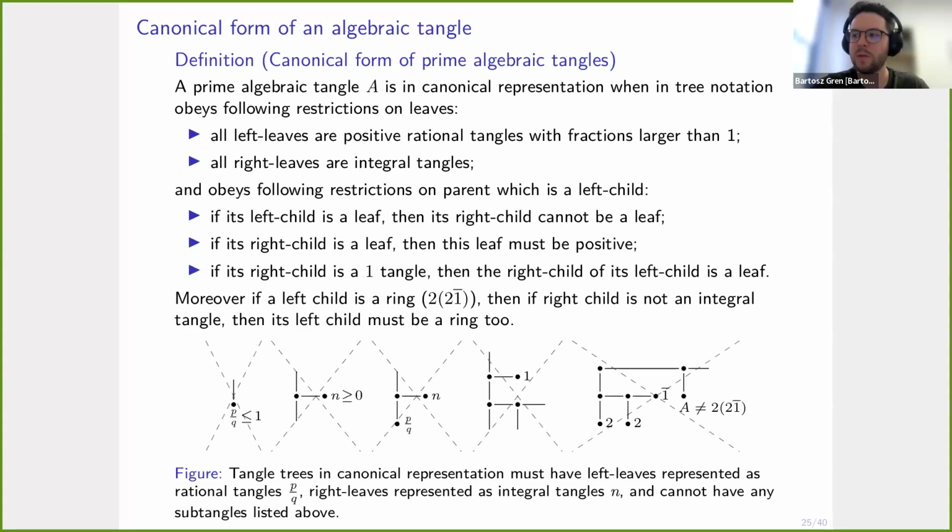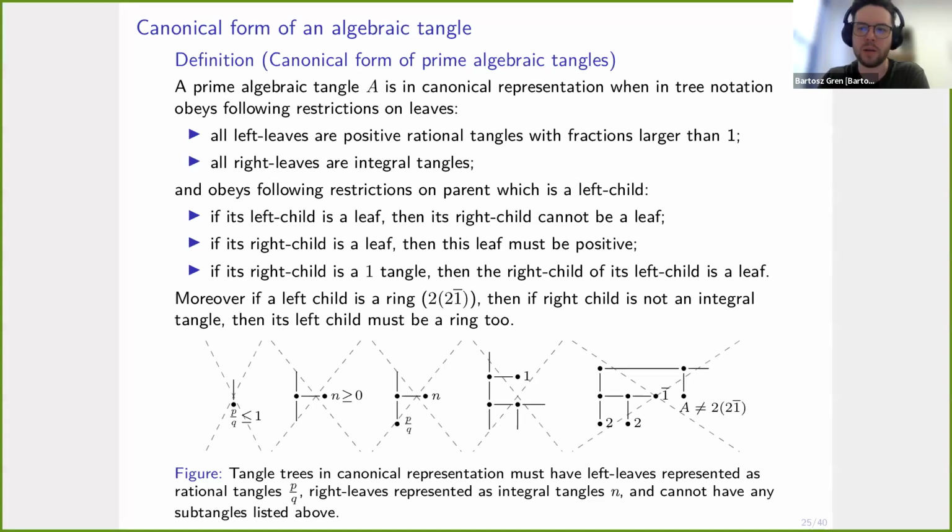And using these operations, they are not enough, but we can now formulate a canonical form of an algebraic tangle. And our canonical form is, as I already said, we want left leaves to be rational tangles, right leaves to be integral tangles, but also we want our left leaves, our rational tangles, to be positive and to have fractions larger than 1, because this form is strict and unique.